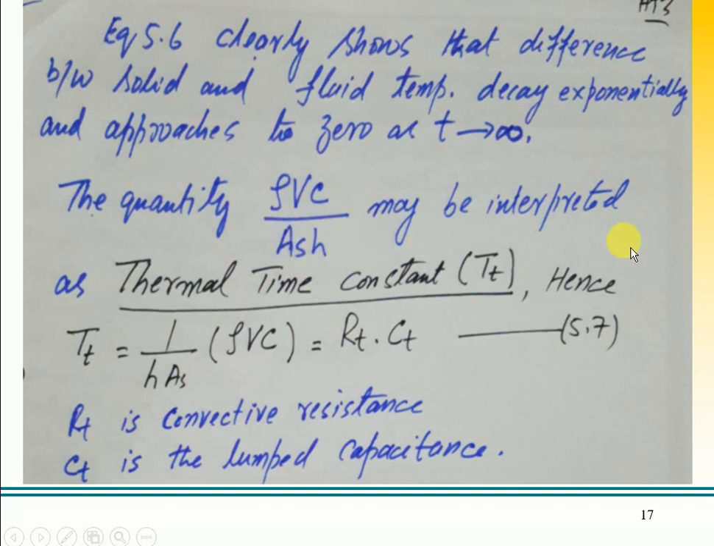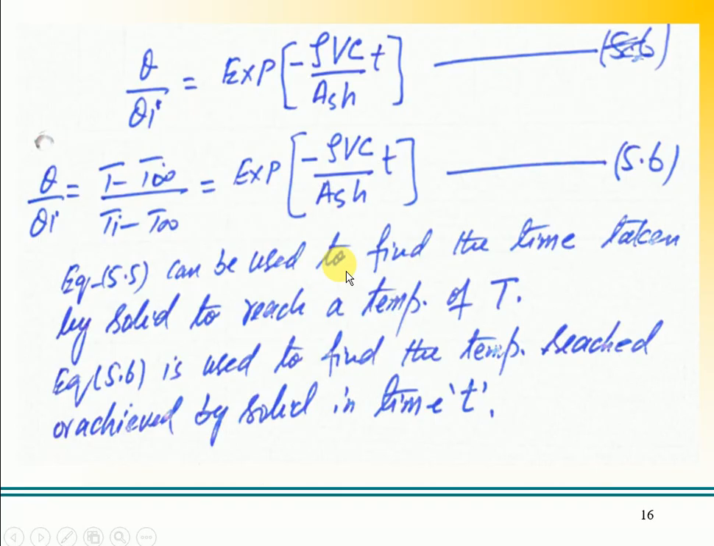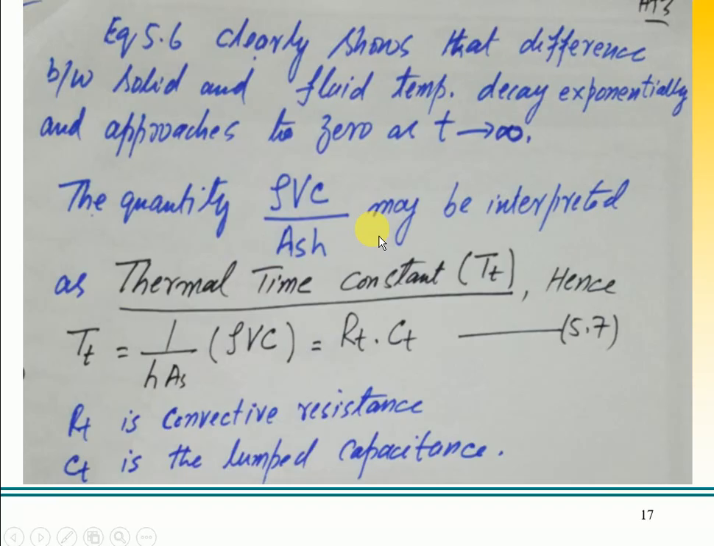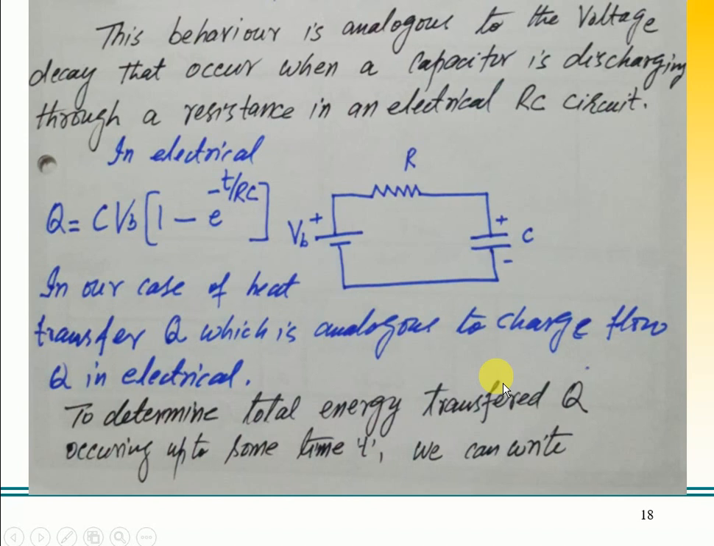So this quantity ρVc over hAs may be interpreted as what is called the thermal time constant. It may be taken as thermal time constant τt. Hence τt is equal to 1 over hAs times ρVc. 1 over hAs we call the thermal resistance, and ρVc is the lumped capacitance. Rt is a convective resistance, and of course Ct is the lumped capacitance. So we have developed the model, it's a lumped capacitance model.